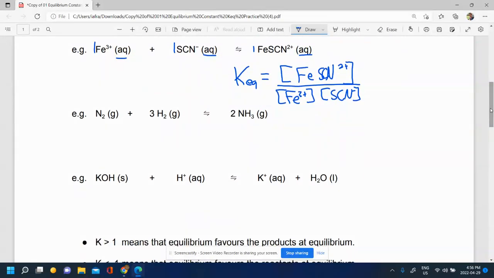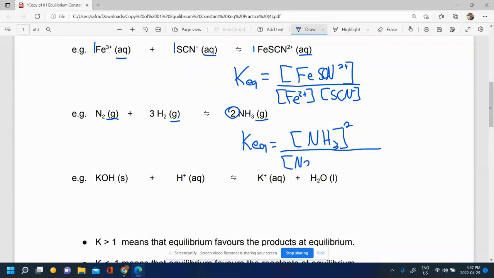Let's go to our next one now. So this is our next example. They're all gases here, so they will be included in our equilibrium expression. K_EQ is equal to the concentration of NH3, and that's squared because of the coefficient of 2 here, over the concentration of N2 times the concentration of H2 to the power of 3 because of that coefficient there.